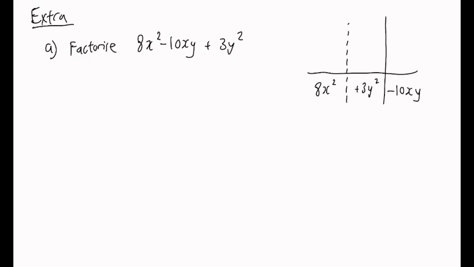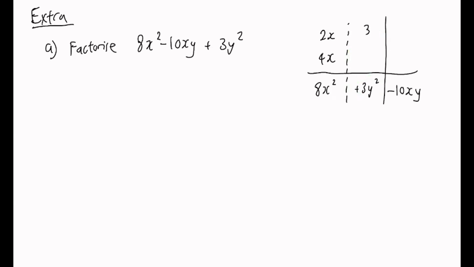But basically you just need to guess and check. What are two factors that multiply together to give you 8x squared? There are many possibilities. Let me just reveal the answer straight away: 2x and 4x. So now that you have 2x and 4x, you want to look at your 3y squared. Then you need to consider two numbers multiplied together that will give you 3y squared.